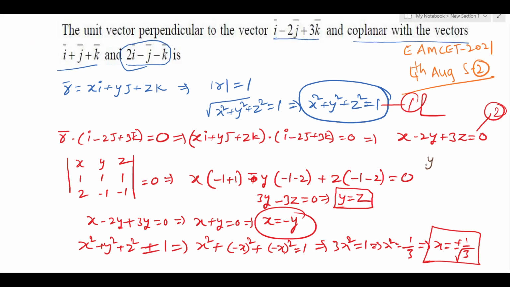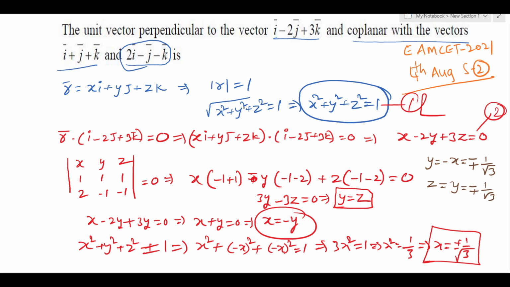Y is equal to minus x, that is minus x means minus or plus 1 by root 3. And z is equal to y. Z is equal to y. Y value is minus or plus 1 by root 3.